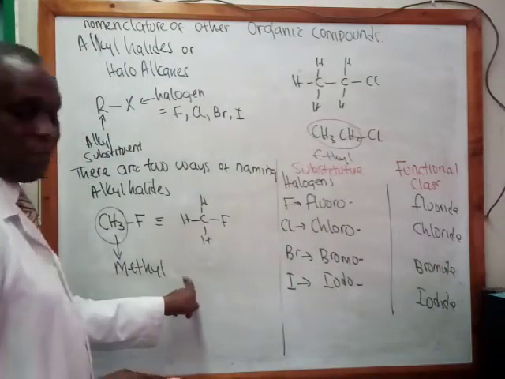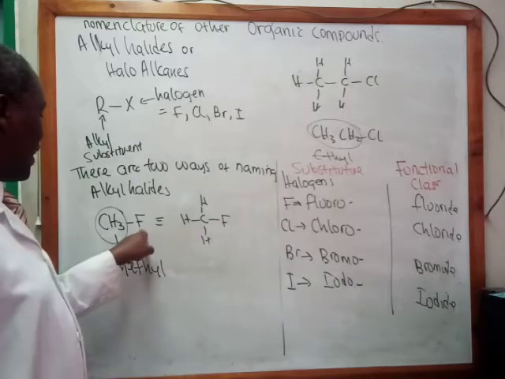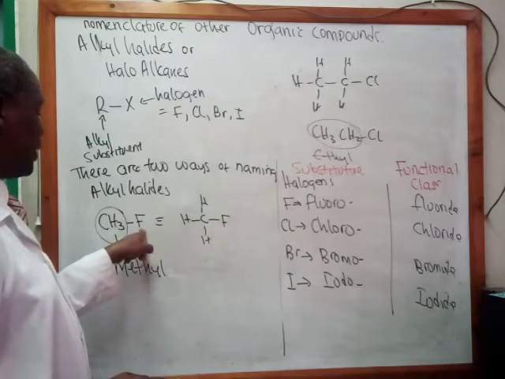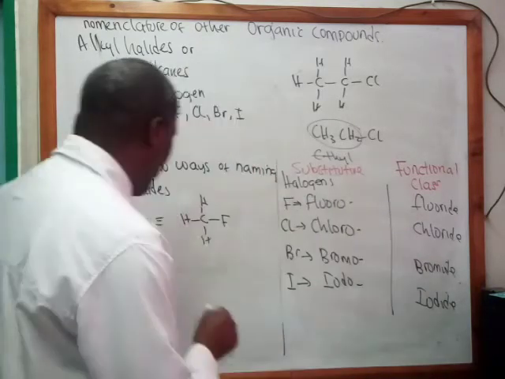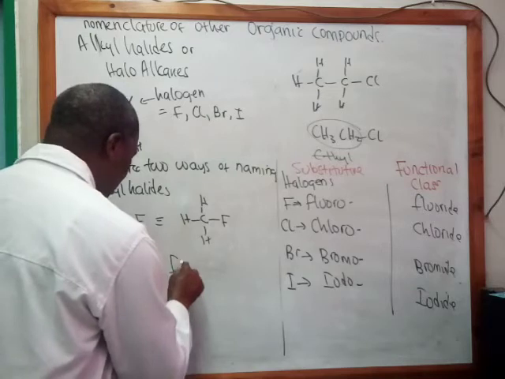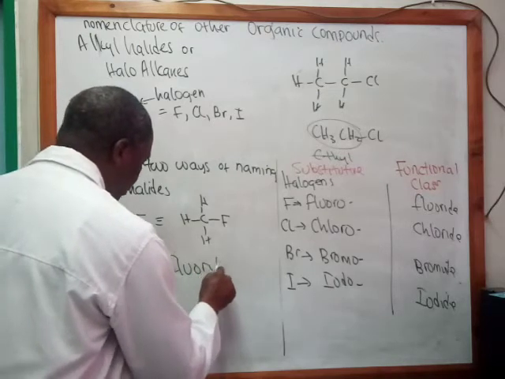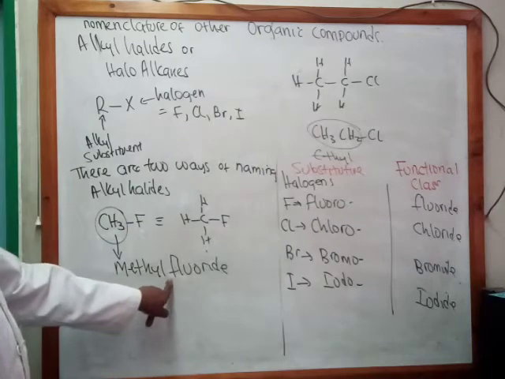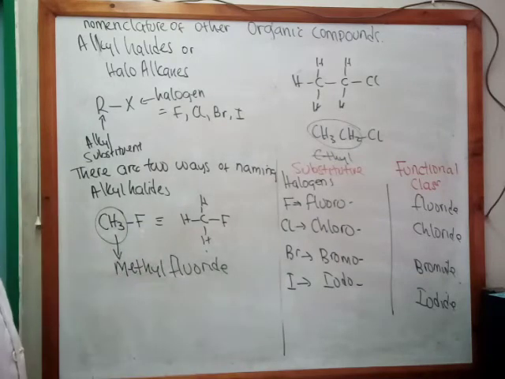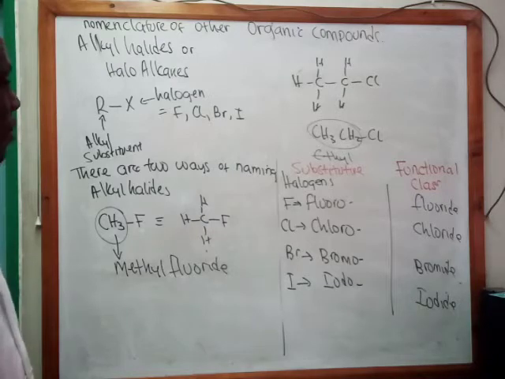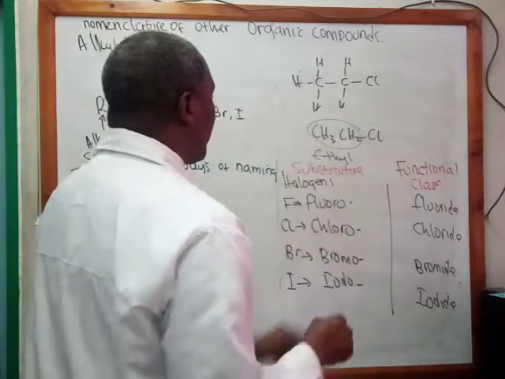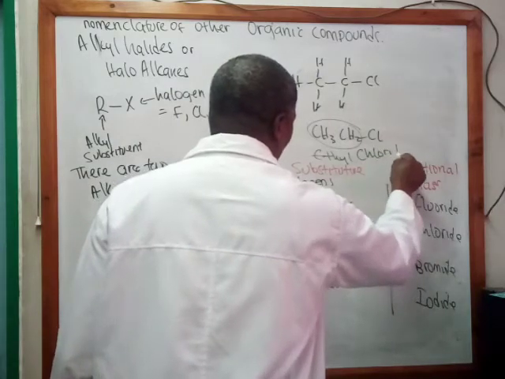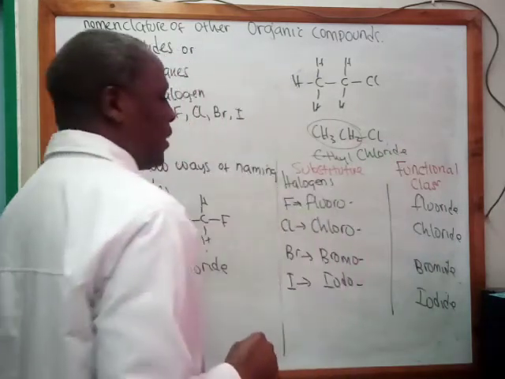Then you're going to leave a space. Then you see which halogen you are having here. It is fluorine, so the name is going to end with fluoride. So this will be called methyl fluoride. Methyl, then a space, fluoride. Now, how about this one? It will be called ethyl, and then a space, chloride. Ethyl chloride.